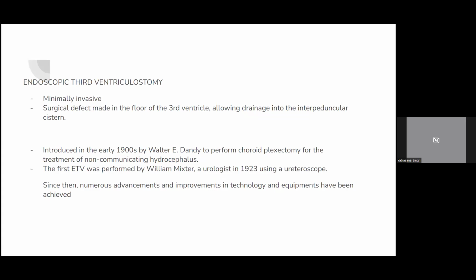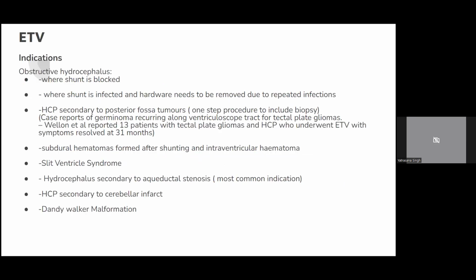It was first introduced in the early 1900s by Walter Dandy, who performed a choroid plexectomy for the treatment of a non-communicating hydrocephalus in an infant. However, interestingly, the first endoscopic third ventriculostomy was performed by a urologist in 1923 using a ureteroscope. This was done for an infant with acute hydrocephalus. Since then, numerous advancements and improvements in technology and equipment have been achieved.